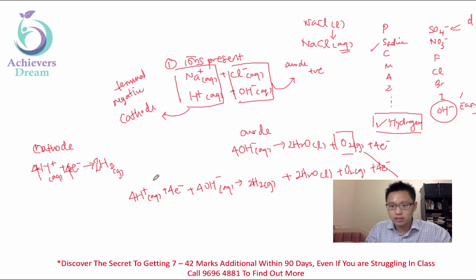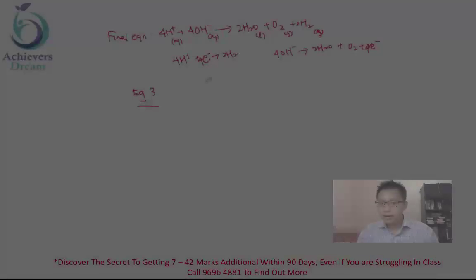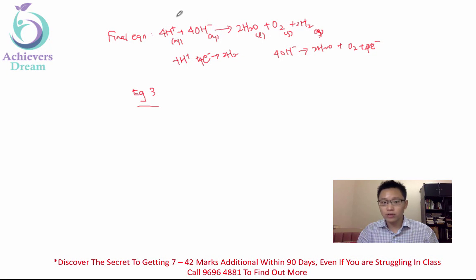So at this instance, I'll cancel this. This will be your full equation. Alright, so the final equation, after you cancel, you get 4H+, 4OH-, 2H2O plus O2 from 2H2, after you combine the left hand side, which is from here and here, and combine the right hand side. Here is the left, here is the right.